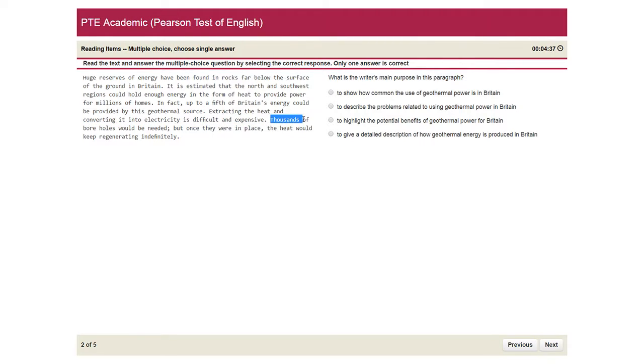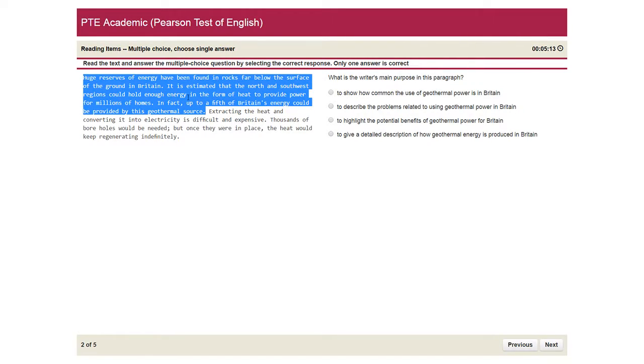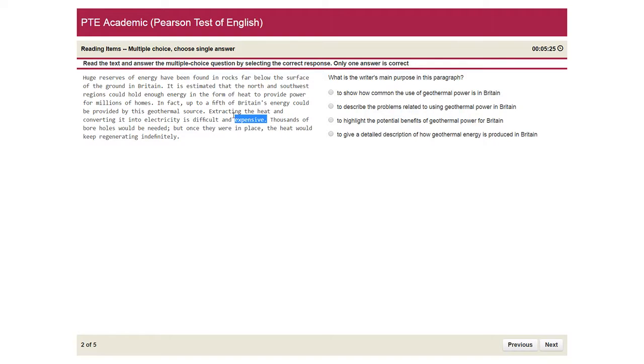Now the final sentence: thousands of boreholes were needed, but once they were in place, the heat would keep regenerating indefinitely. In the fifth sentence, the writer is talking about how the heat energy will be used, how it is possible to make use of the heat, describing the details of how the heat energy will be used in Britain. Since these three sentences are talking about the power source, this should definitely cover the main purpose of the paragraph. One sentence is talking about the problem, and one sentence is talking about the solution to the problem. So let's read the options.